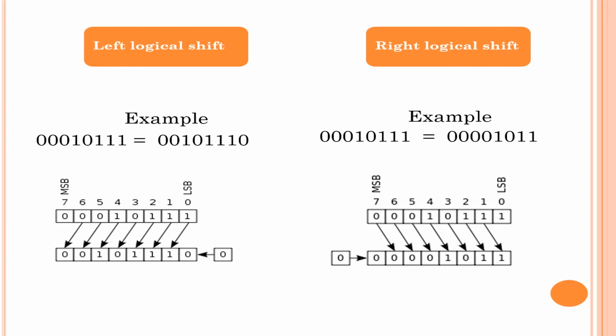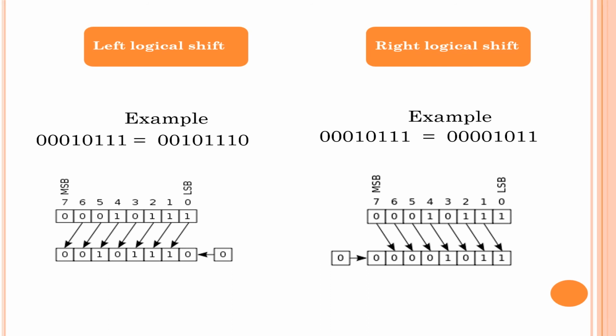Now let's move towards left logical shift. Take the binary number 00010111. In this, the MSB becomes the LSB and the remaining bits shift towards the left side one by one. For example, if the binary number is 00010111, here 0 is MSB and 1 is LSB. So, the MSB becomes the LSB and the remaining bits shift to the left side. So, the number becomes 00101110.